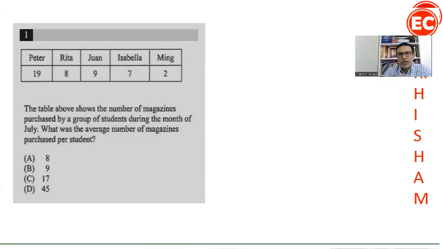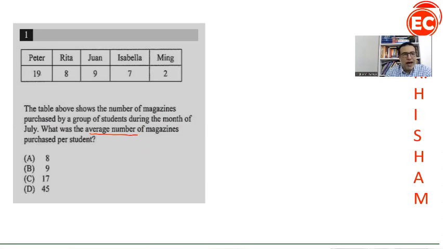Now we are going to study some solutions by using the mean, median, mode and range, but not for separate data. For data that is represented by a table, and not separate data like 1, 2, 3, 4, as we have studied in the last example. I have Peter who got 19, Rita who got 8, Joan who got 9, Isabel who got 7, and Ming who got 2. The table above shows the number of magazines purchased by a group of students during the month of July. What is the average number of magazines?